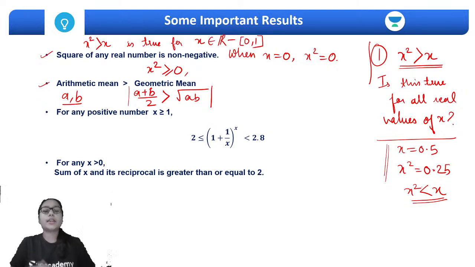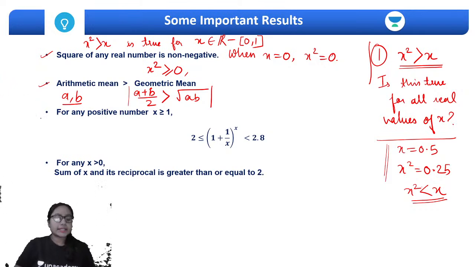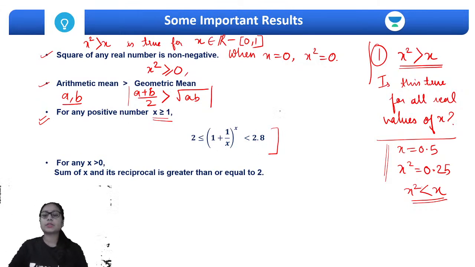Okay. All right, let's continue further. Next we have one more result. This result says that for any positive number x greater than or equal to 1, this inequality is true: 2 is less than (1 plus 1 by x) raised to the power x, which is less than 2.8. We'll be using this in questions. This inequality is something that you need to note. Please take a note of this inequality.